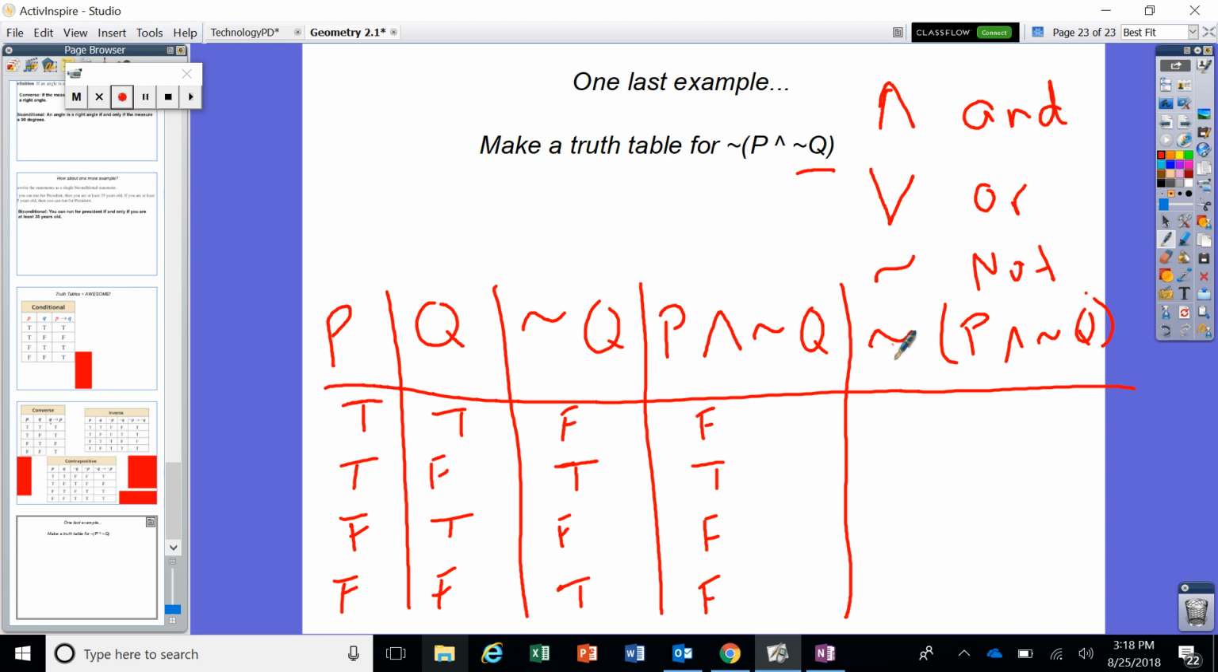And now we will finish up with the last column, where we negate the entire statement in the fourth column. So this whole fourth column, just negate it. The opposite of false is true. The opposite of true is false. False becomes true. False becomes true. And that, ladies and gentlemen, is a complete truth table for our statement, not P and not Q.